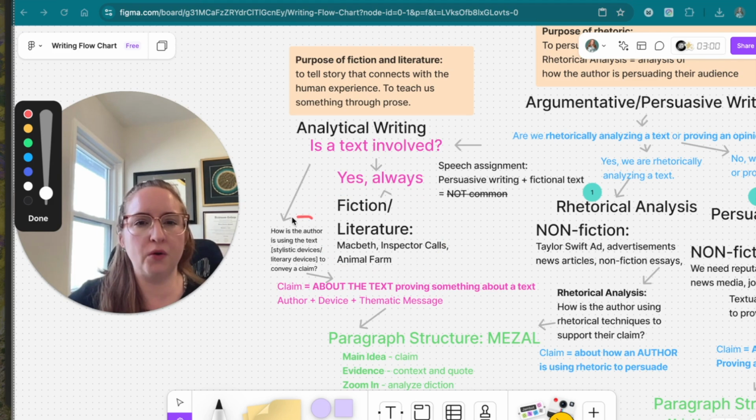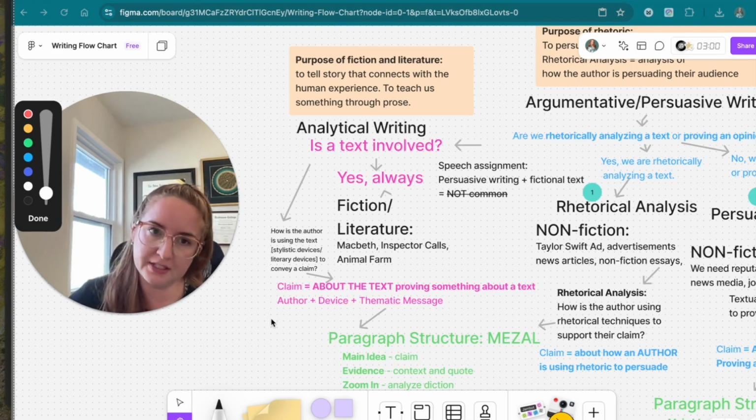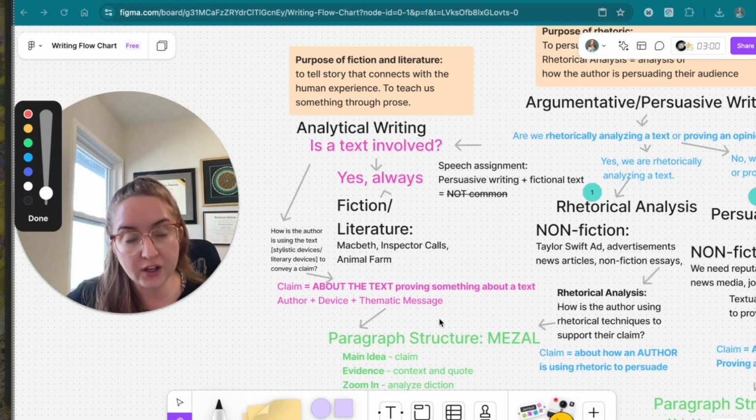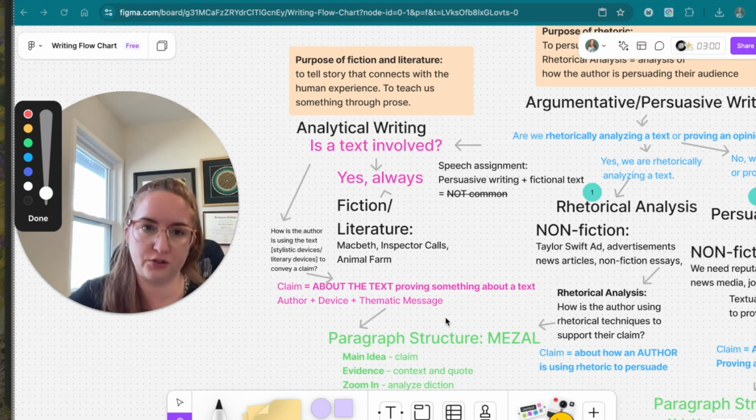So our main goal with this type of writing is to ask this: how is the author using the text, stylistic devices, their choices to convey a claim? And your claim in your writing is going to be about the text, proving something about the text. So you're probably going to have the author plus a device plus a thematic message, hopefully. Shakespeare uses symbolism to convey that following one's ambition can cause destruction.